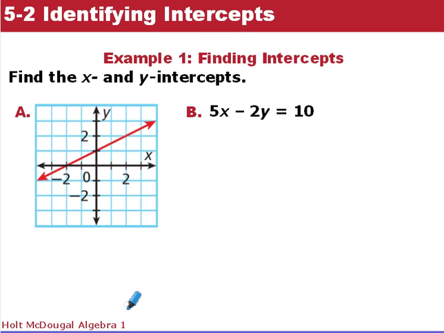So let's look at this. Here we have a graph. First one, find the x and y intercepts. So the x-intercept is going to be where it crosses the x-axis. It crosses it here at -2. And the y-intercept is crossing the y-axis here at 1. So we'd write those out.